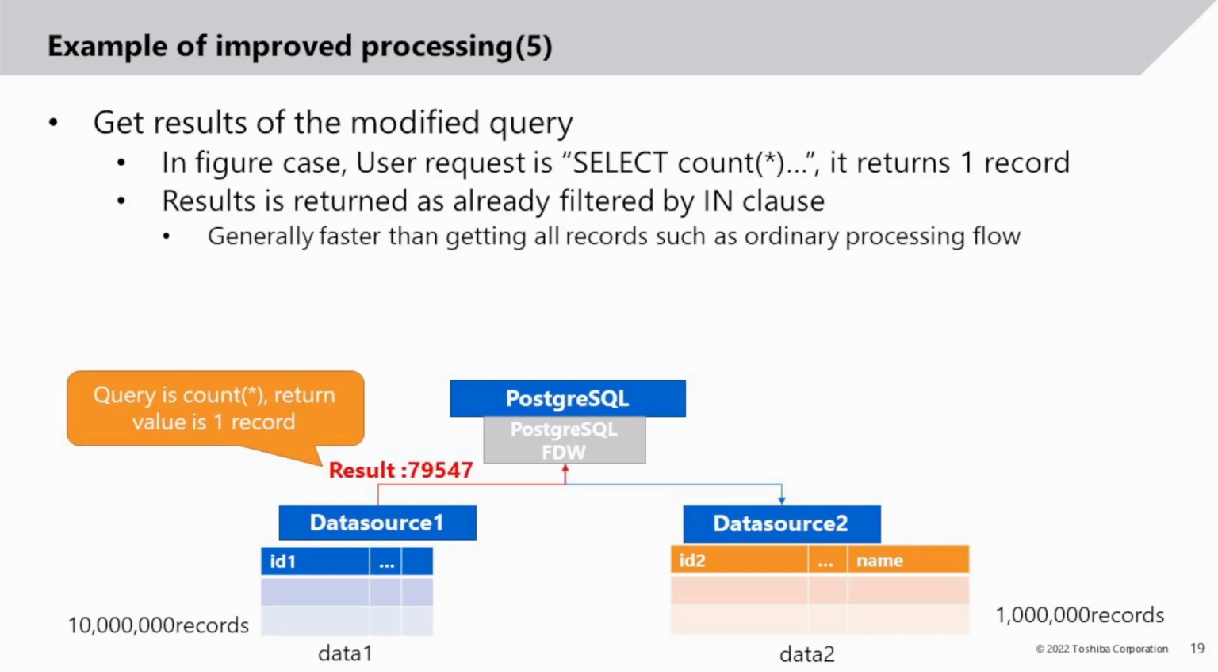Last step is to get the result of the modified query. In the figure's case, if the request is select count, it returns one record only. Depending on the query, of course, multiple cases will be returned. But basically, the number of cases retrieved will be less than the number of retrieving all cases for join.